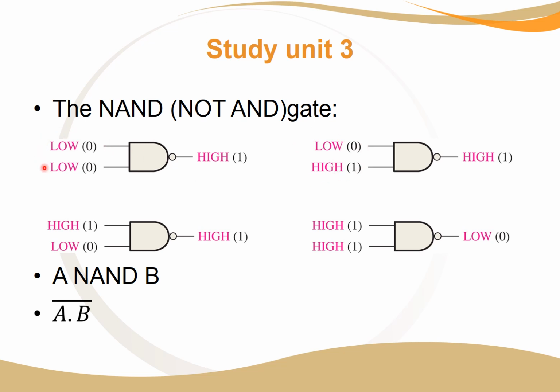So when both of them are 0, you have a high. If either one of them is a high, it's a high. But if both of them are high, it's a low. So you write it like this, A NAND B, and mathematically we can write it like this.